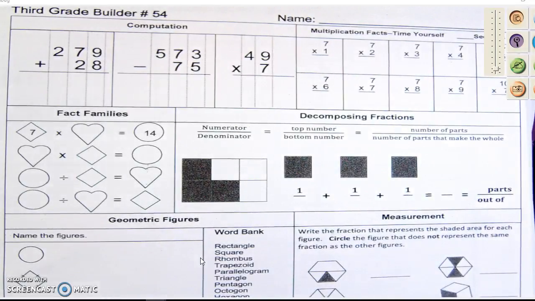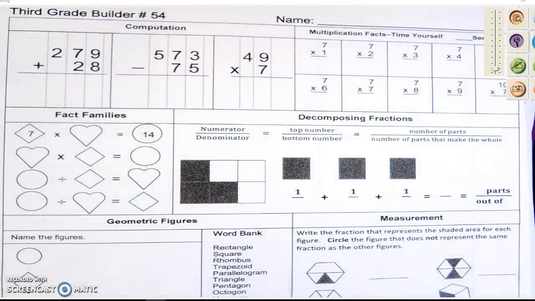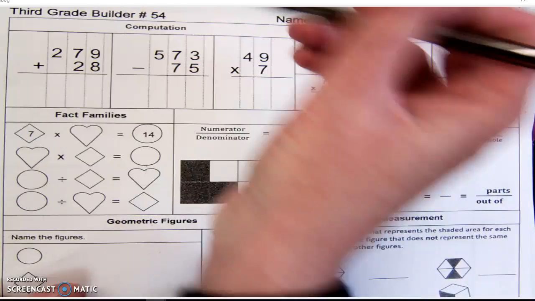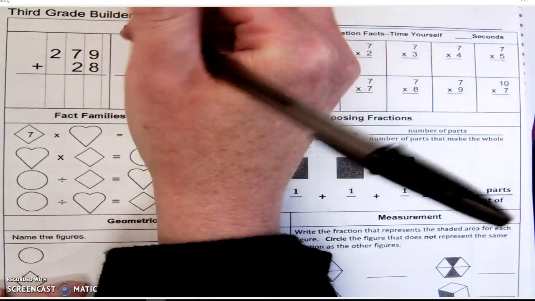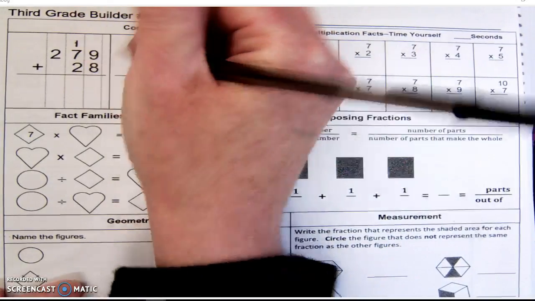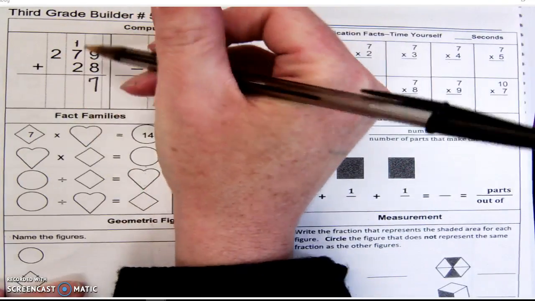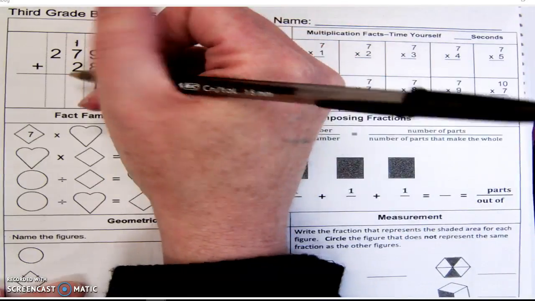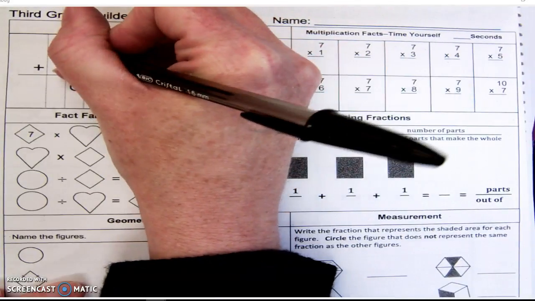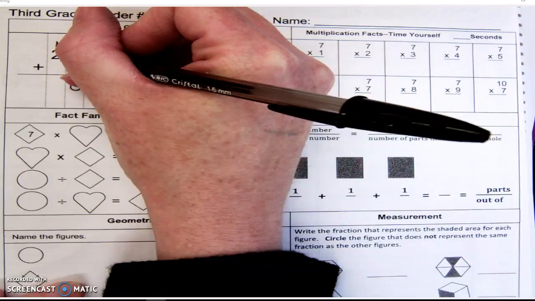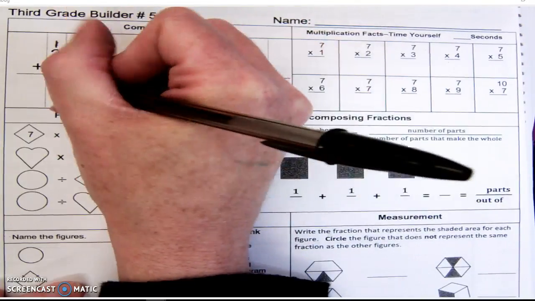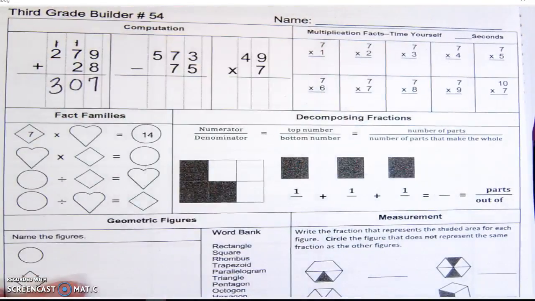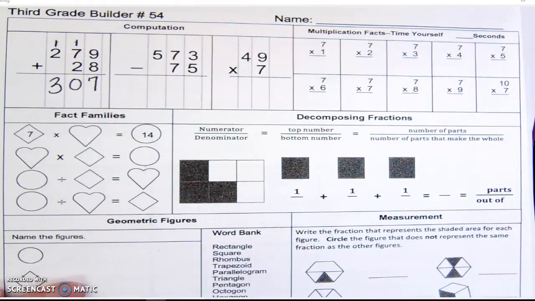Okay, third grade builder number 54. I'm going to start with the addition. In the ones place, 9 plus 8 is 17. It's a 10 and 7 ones. And I add my tens column, 7, 8, 9, 10. 10 tens makes 100. And then 2 hundreds plus 100 makes 3 in the hundreds place. So we have a sum of 307.